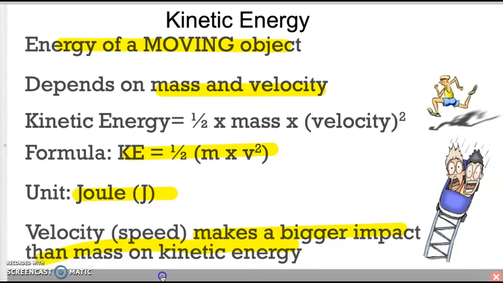One more quick thing about kinetic energy: remember, velocity is speed, and so it makes a bigger impact on the kinetic energy of an object than the mass. So even if you have a really heavy object, if it has a crazy amount of velocity, it's going to impact kinetic energy way more than its mass.